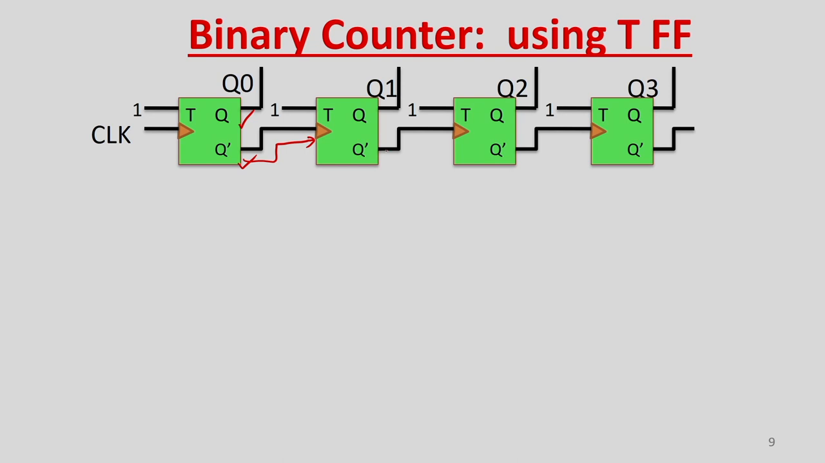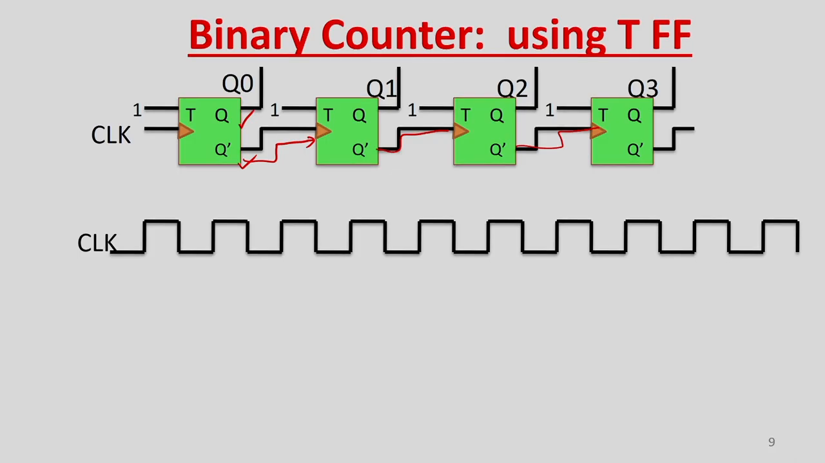For this case also we are doing the same thing, and for this case also. So, instead of taking from Q0, Q1, Q2, we are taking from Q0 complement, Q1 complement and Q2 complement. Whether this will work or not, let us see.